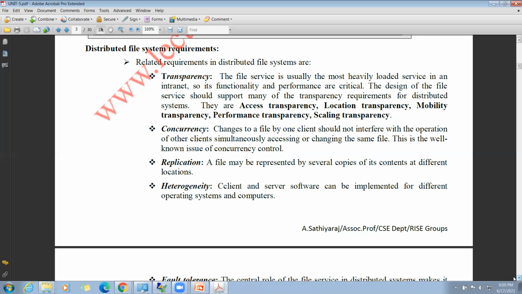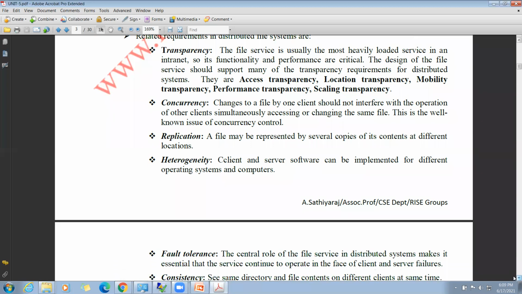Okay, replica. A file may be represented in several copies of its contents at different locations. Replica is nothing but a duplicate. The same information will be located at different locations. Next, heterogeneity. Here, client and server software can be implemented for different operating systems and computers. Not homogeneous. The client and server are heterogeneous.